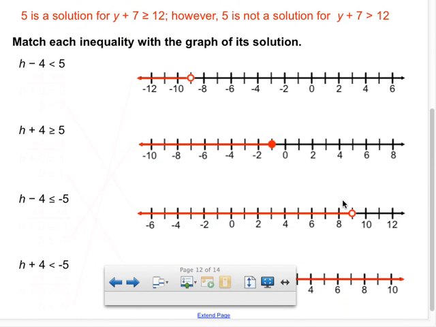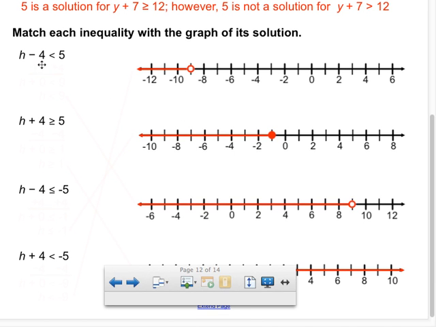Okay, now, match each inequality with the graph, but the only way we're going to match is if we solve these. So can we solve these? What's this one going to be? Can somebody walk me through this one? Let's solve this one. Nima, go ahead. Add the 4, and then what? What do we get back? Okay, 0, and then what's this over here? Nope. 5 plus 4 is 9. So h is less than 9.